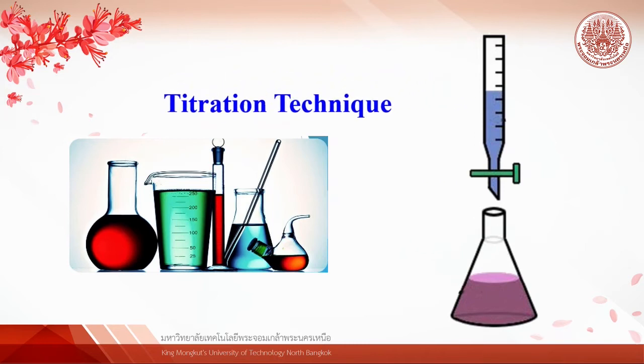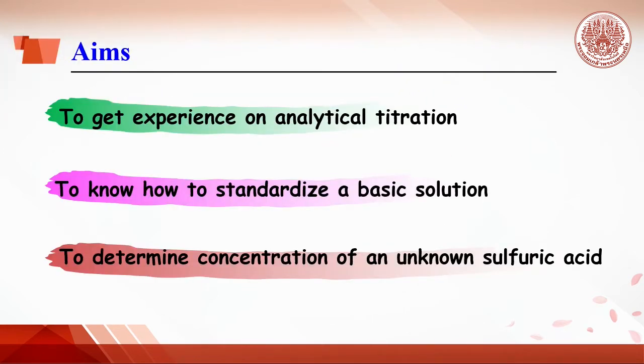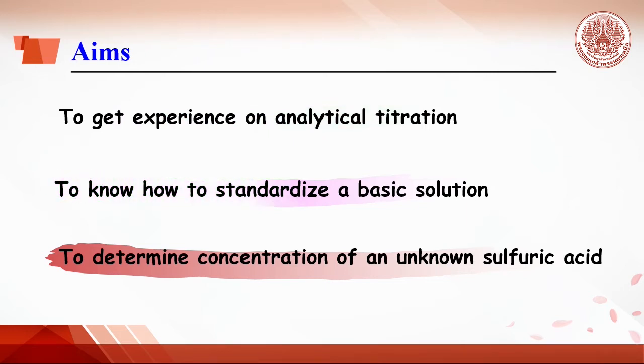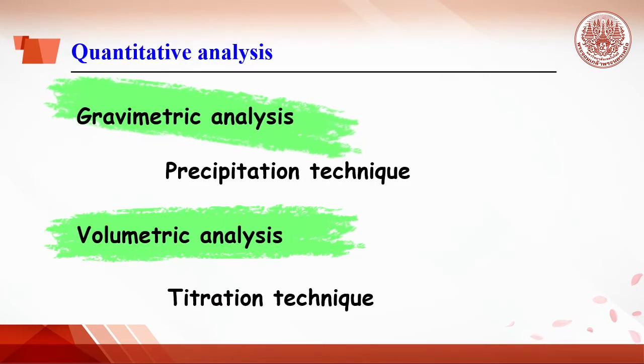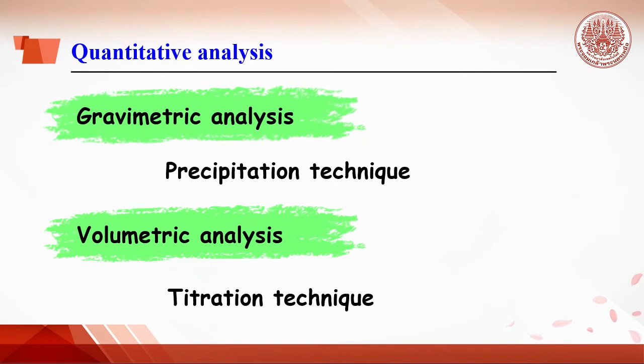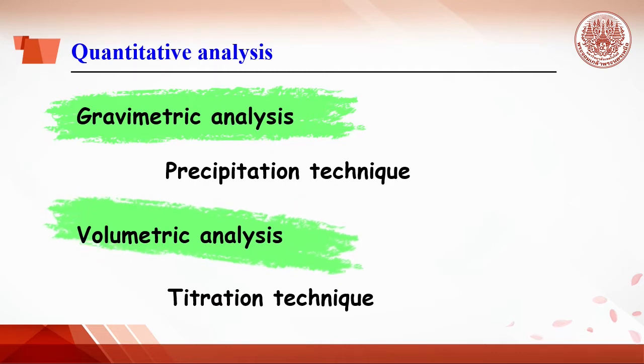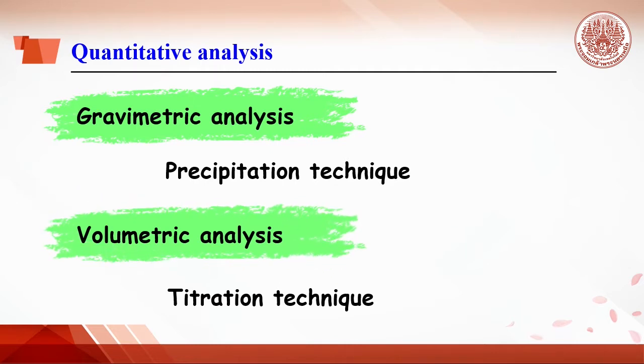The titration experiment is aimed to get experience on analytical titration, to know how to standardize a basic solution, and to determine the concentration of an unknown sulfuric acid. Last week, students got experience on the precipitation technique to determine barium in an unknown sample. This week, students will understand the titration technique.